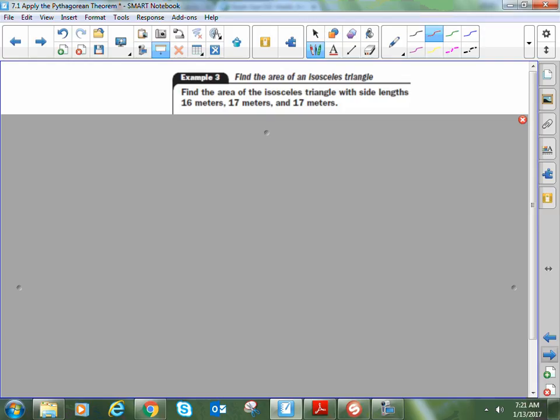So automatically what I would do is, because it's telling me I have an isosceles triangle, I'm going to go ahead and just draw a triangle and say it's isosceles. So this is 16. Oops, not 16. That's 17.